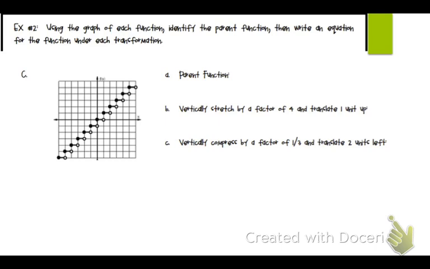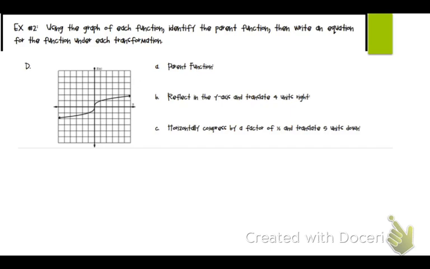Here, my parent function is a step function, so it's the brackets of x. This is vertically stretched by a factor of 4 and translated up 1 unit. So that's going to be f of x equals 4 bracket x plus 1. Now, vertically compressed by a factor of 1/3 and translated left 2 units. That's going to be 1/3 and then x plus 2. It's opposite of what we think.